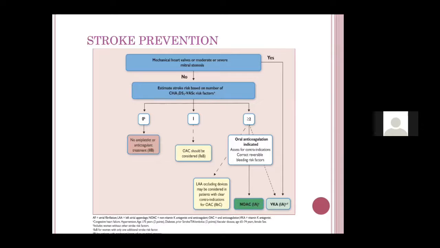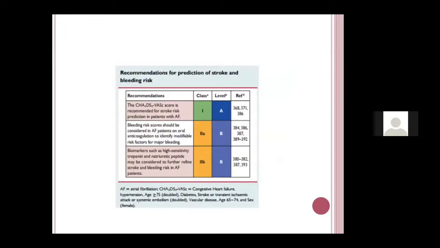And in patients who have a contraindication to anticoagulation or who have already bled on anticoagulation, another treatment is left atrial appendage occlusion, which we'll discuss sometime later. So this is what I told you. The CHADVAS score should be done in all patients with AF.